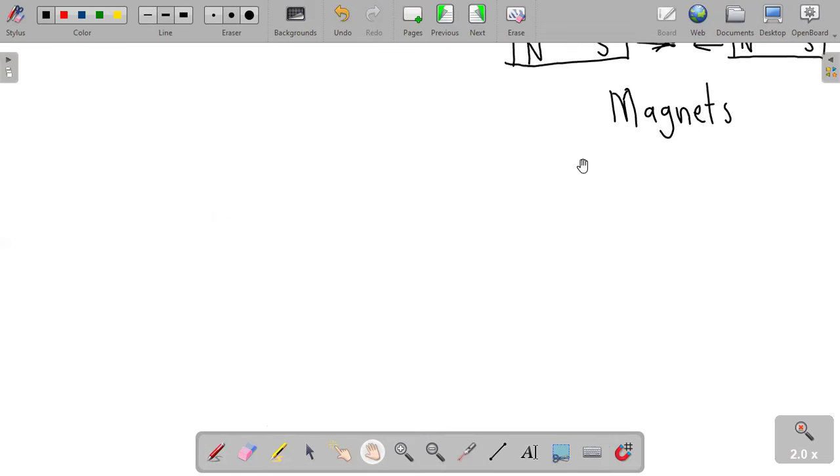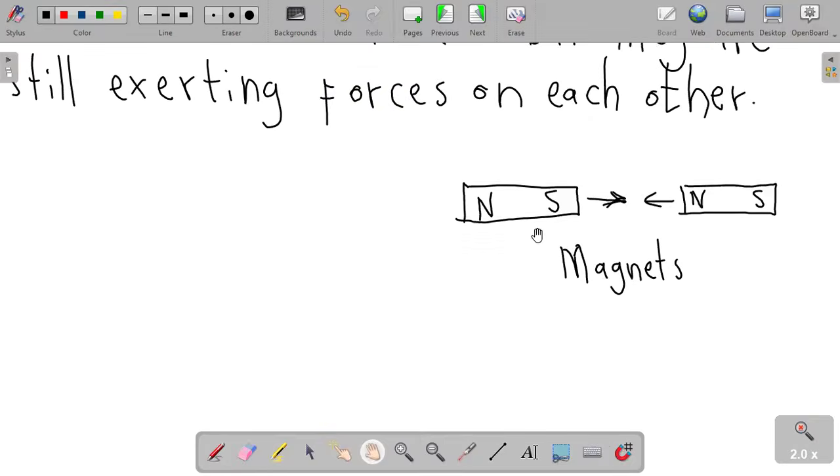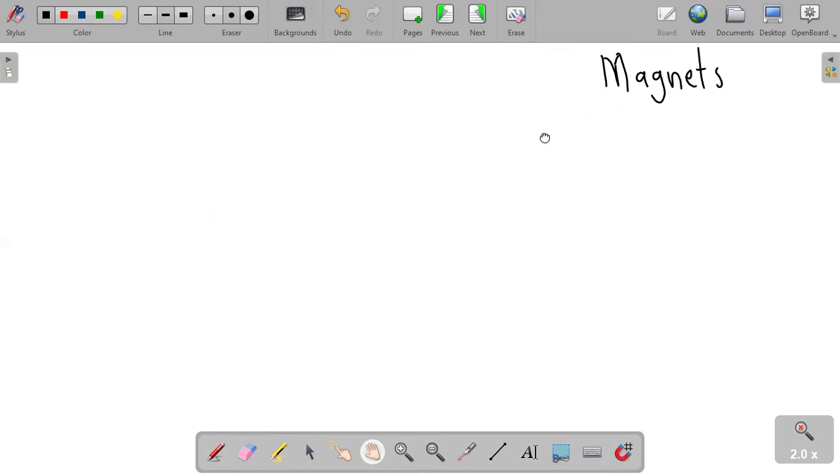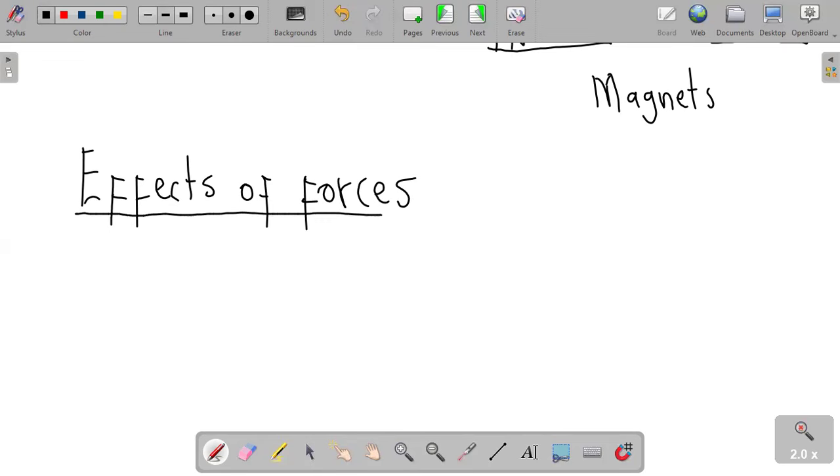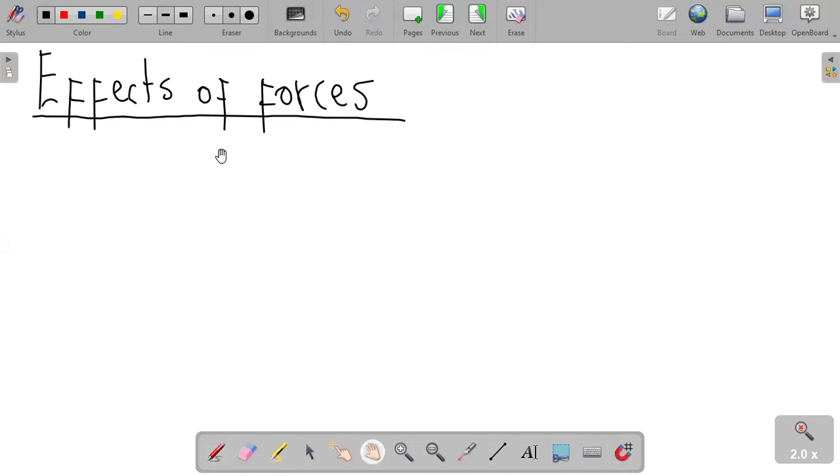And then the other important thing is the effects that the forces will have on an object. So when a force is acting on an object, it will have an effect on those objects. So we have to know the effects of forces. For this term, we concern ourselves with three effects.